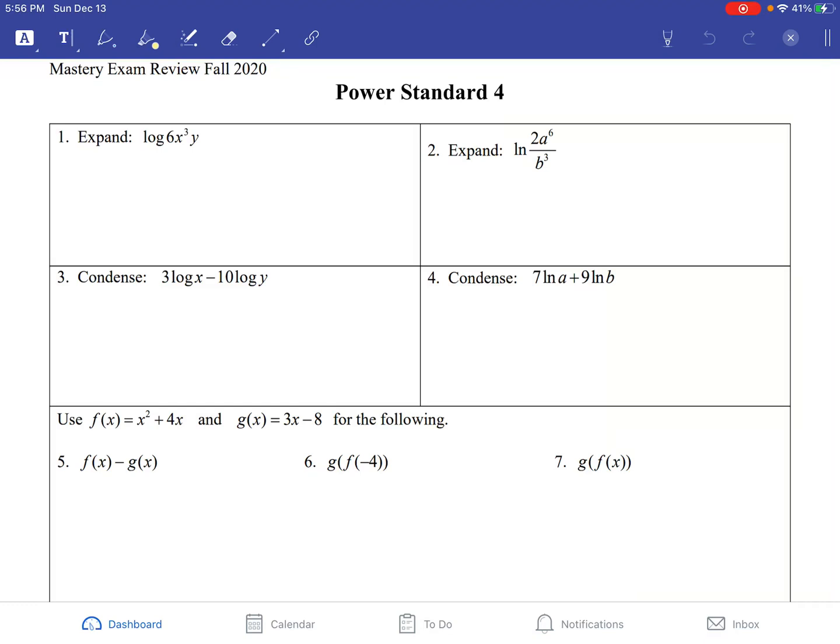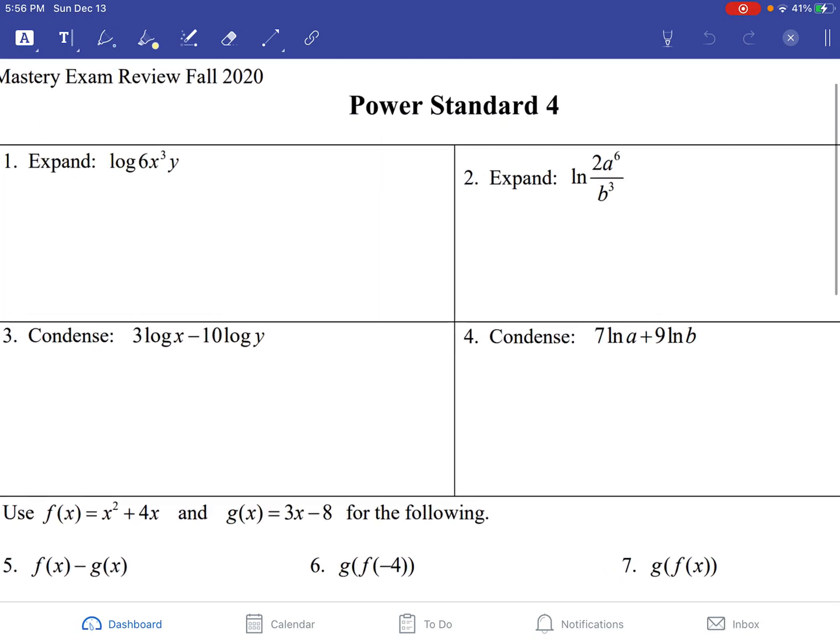So this is a master exam review for Power Standard 4 for college algebra. All right, there's going to be a lot of logs and some composite functions problems.